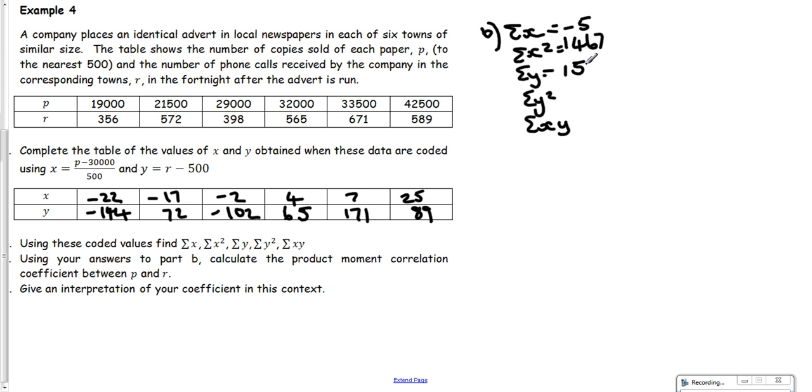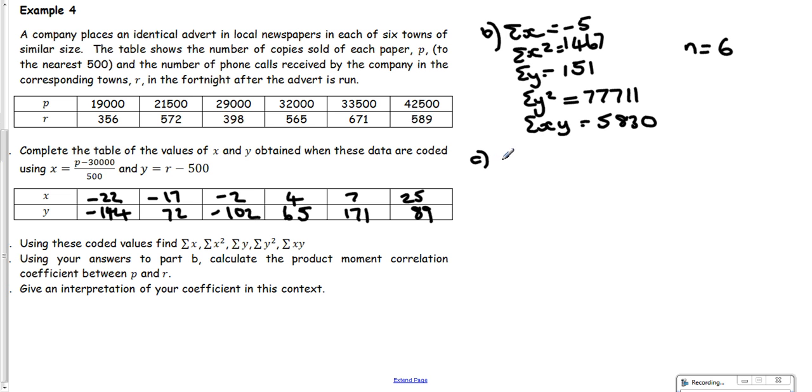So for sigma y, I got 151, sigma y squared, 77711, sigma xy, 5830, and we may as well write down the value of n. I think it was 6. Using these answers, we're asked to calculate the product moment correlation coefficient.